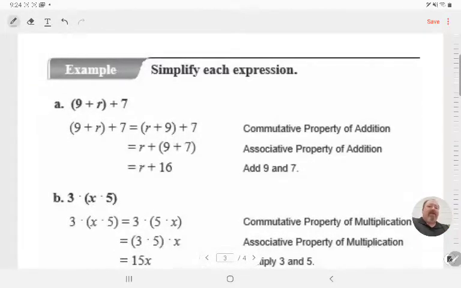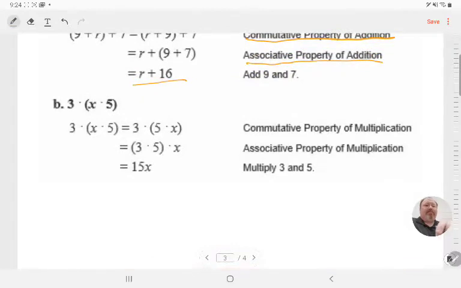So it says to simplify each expression. We have 9 plus the sum of r and 7. So what we could do is first rearrange and use the commutative property by putting the sum of r and 9, plus 7. Then we could use the associative property and regroup, so we're changing the grouping. Now we can add 9 plus 7, and our final simplified answer would be r plus 16. Okay? Let's look at B.